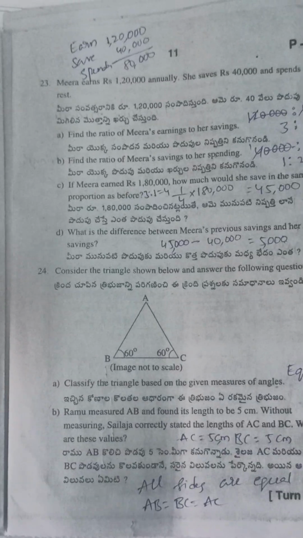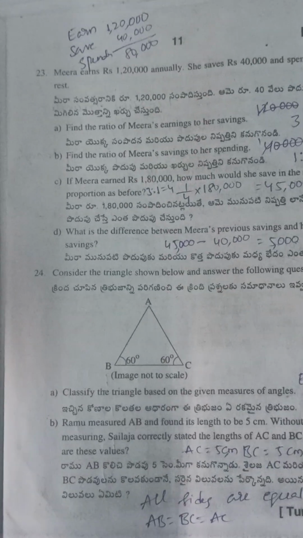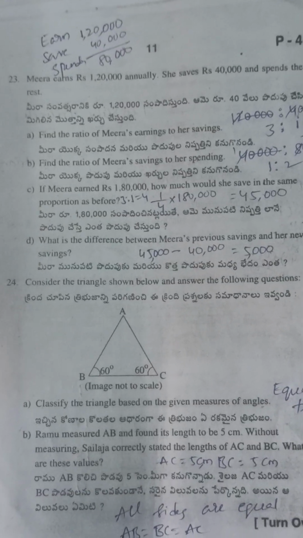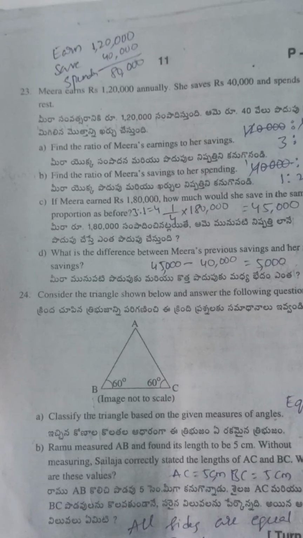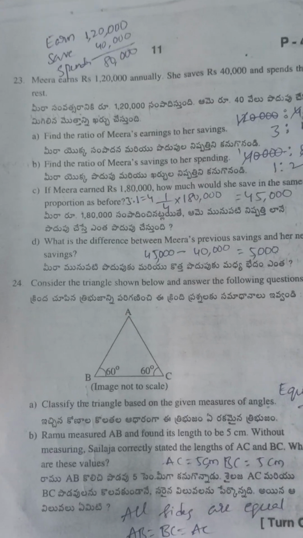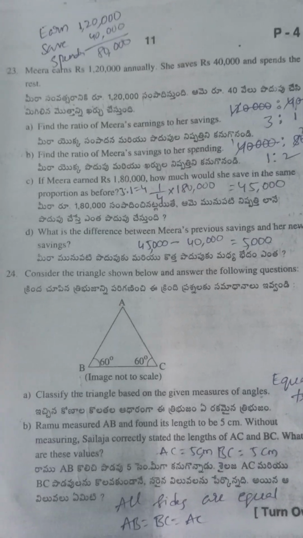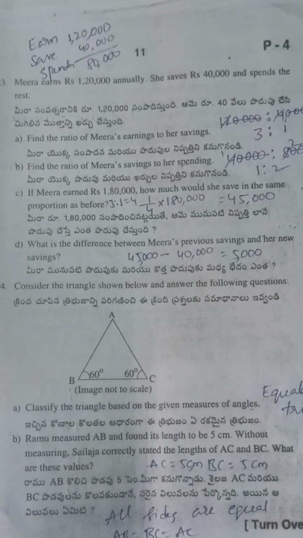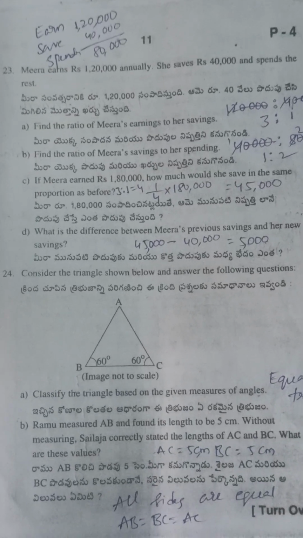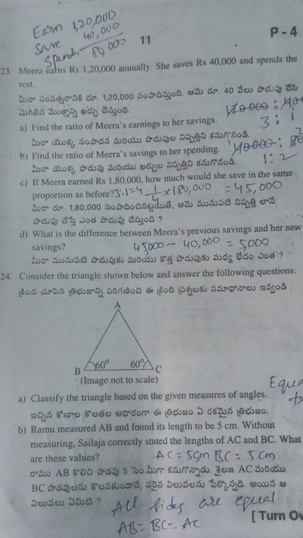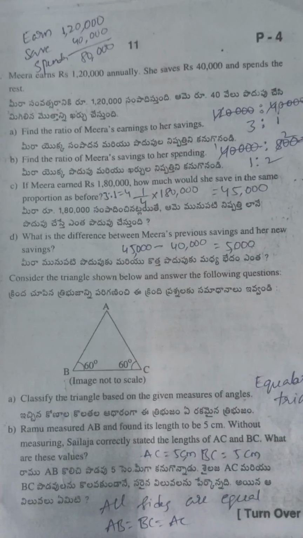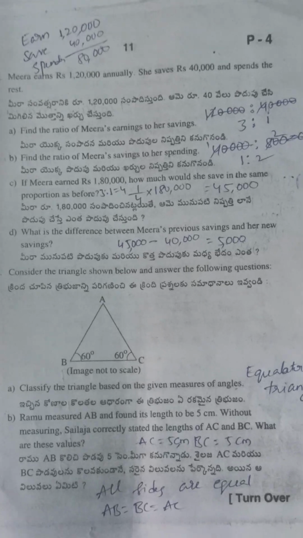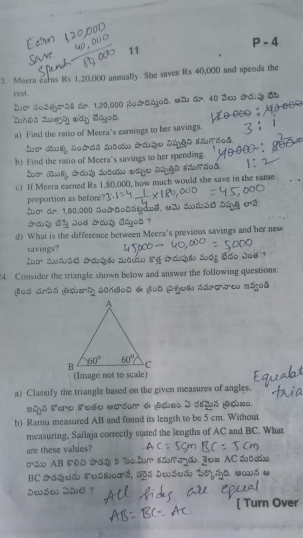Next, Meera earns 1,20,000 annually. She saves 40,000 and spends the rest. So find the ratio of Meera's earning to her savings. So earning is 1,20,000, saving is 40,000. The ratio is 3:1. Next, find the ratio of Meera's savings to her spending. So spending is 1,20,000 minus the saved 40,000, that is 80,000. So the ratio of 40,000 to 80,000 is 1:2.